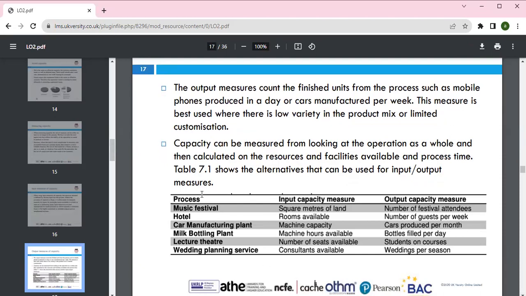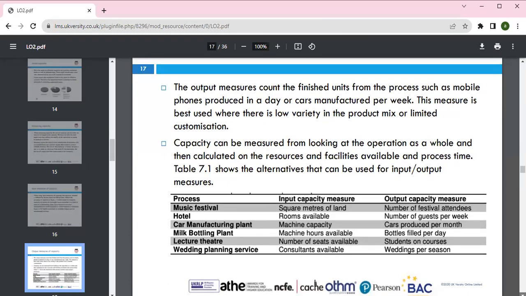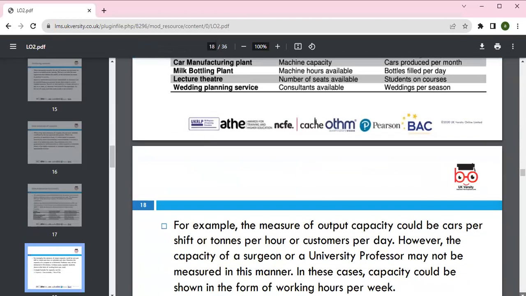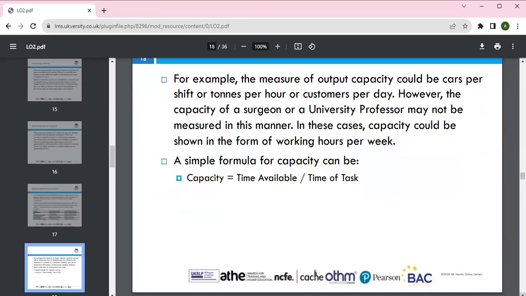So we can look at processes like a music festival or a hotel. Input can be square meters or rooms, so these are different activities and outputs which we can measure. For example, to measure output capacity, it can be cars per shift, tons per hour or per day. A university professor may not be measured in this manner.